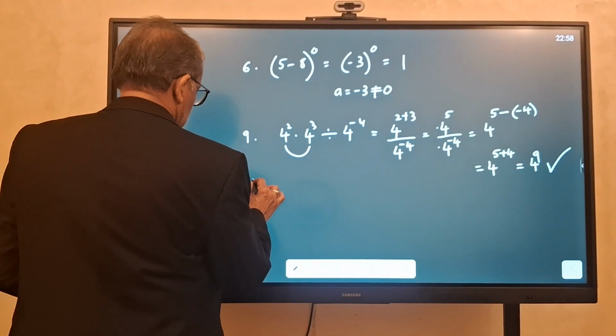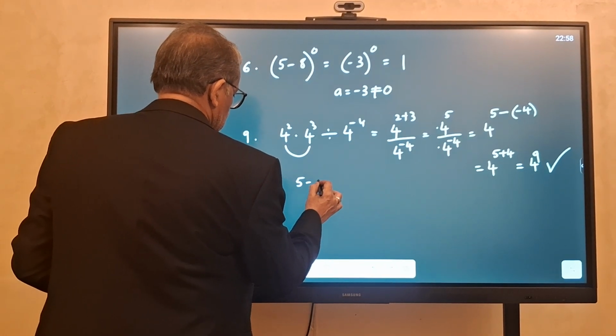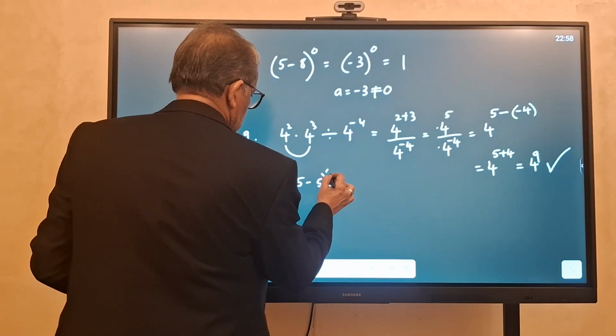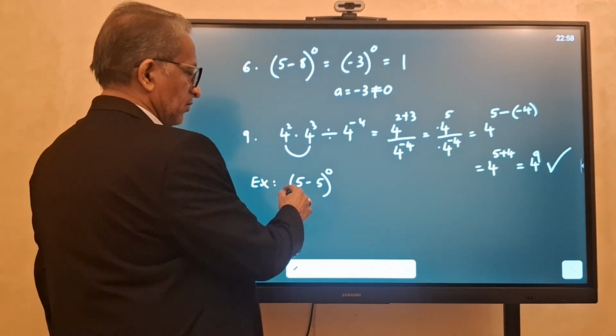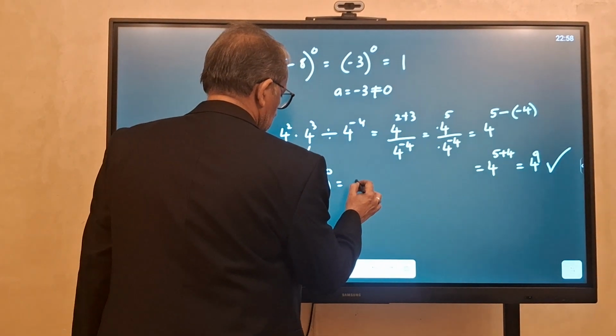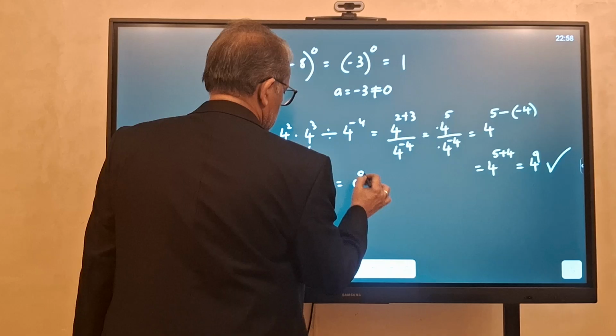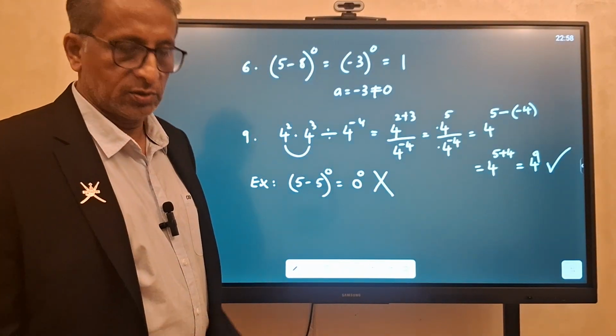What is the extra question? What is 5 minus 5 power 0? So how to solve this? First simplify inside the bracket. What is 5 minus 5? It is 0. Power 0, which is not defined. Don't write equal to 1.